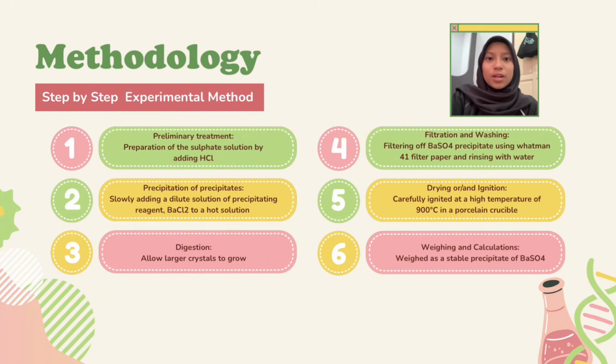After allowing a period of digestion, the white barium sulfate precipitate was separated by filtration using Whatman 41 filter paper. Then, proceed to the washing stage. The precipitate was rinsed with water to remove soluble salts and residual unbound ions. For the final stage, the precipitate is placed in a porcelain crucible for drying and igniting, where it is carefully heated at a high temperature of 900 degrees Celsius in a furnace to turn the filter paper into ash. Once cooled, the final step is weighing and calculation to determine the stable precipitate mass.